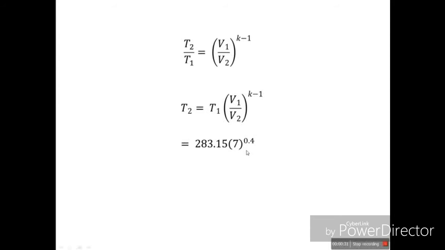Upon substituting the values, we will have T2 is equal to 283.15 Kelvin multiplied by the compression ratio 7 raised to 1.4 minus 1. Upon solving, we will arrive at the answer 616.6742 Kelvin.